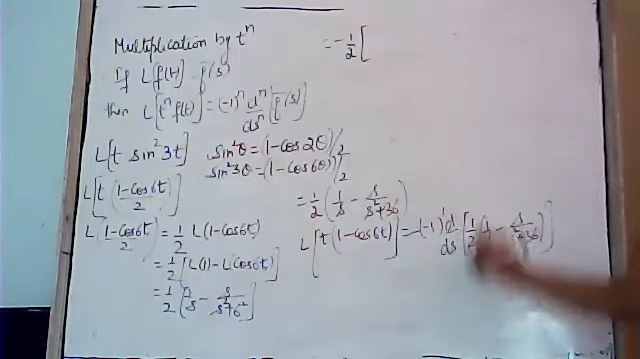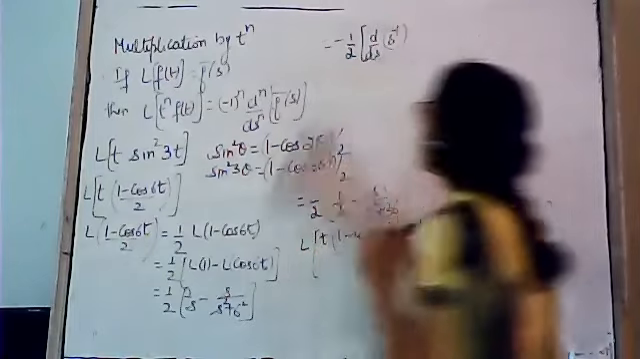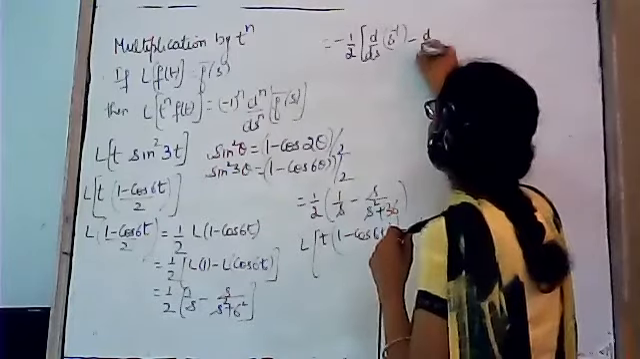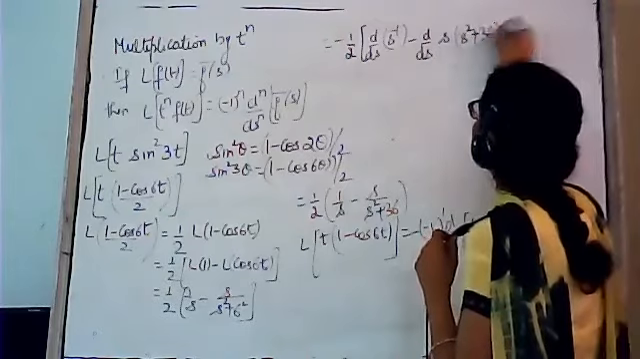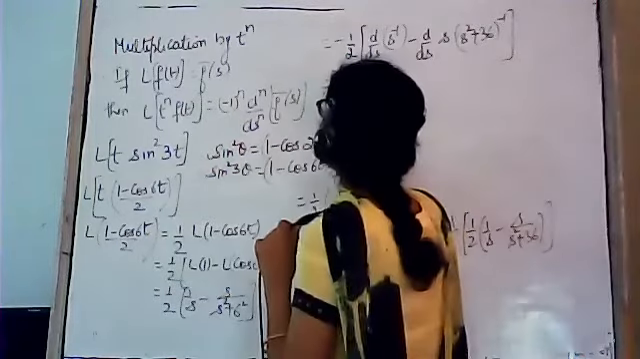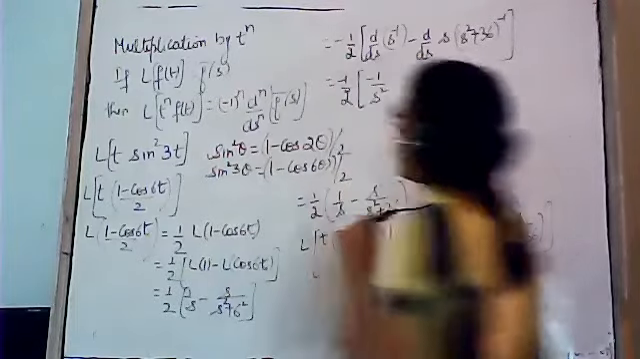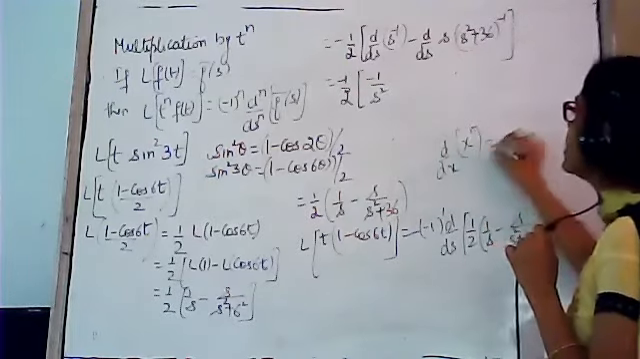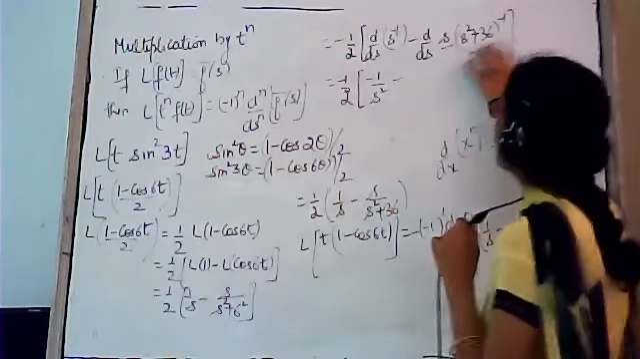1 by 2, derivative of 1 upon s. That means you have to find the derivative of s raised to the power minus 1, minus derivative of s into s square plus 36 raised to the power -1. ठीक है, so this is equal to -1/2. अब डेरिवेटिव ऑफ s की पावर -1 will be -1 upon s square. डिफरेंशिएशन ऑफ x की पावर n क्या होती है? This is n x raised to the power n-1. माइनस यहाँ पे u into v का रूल अप्लाई होगा.